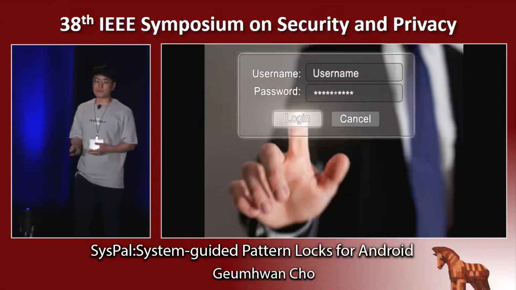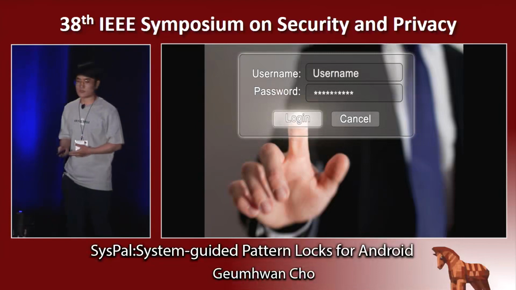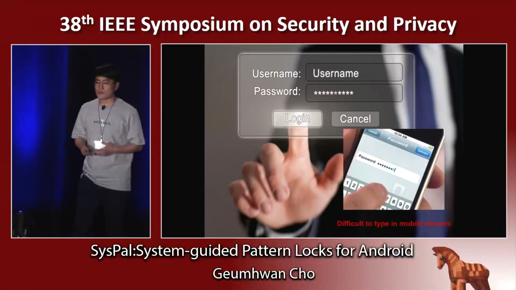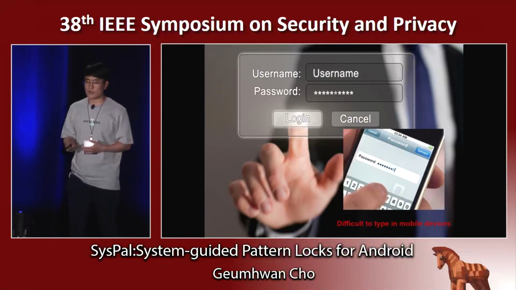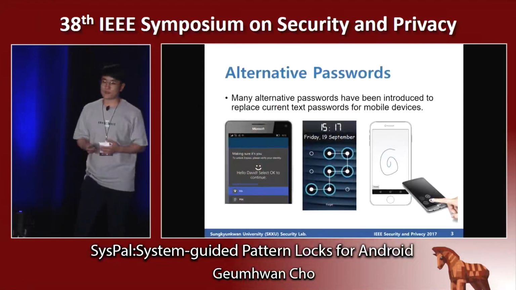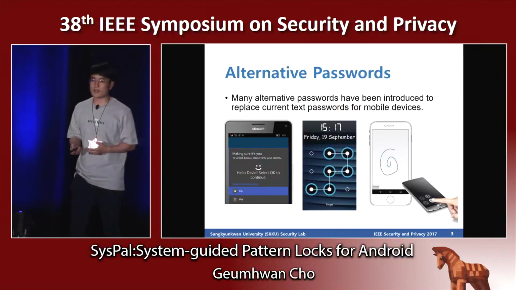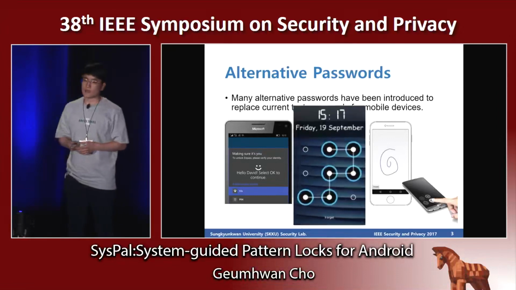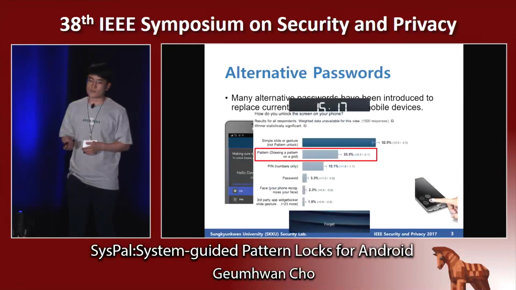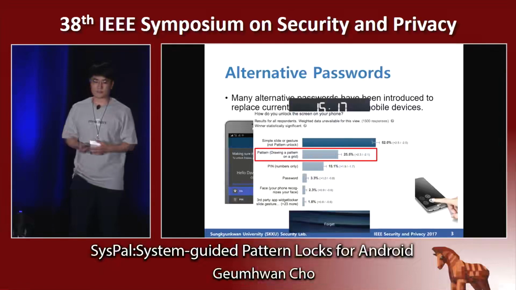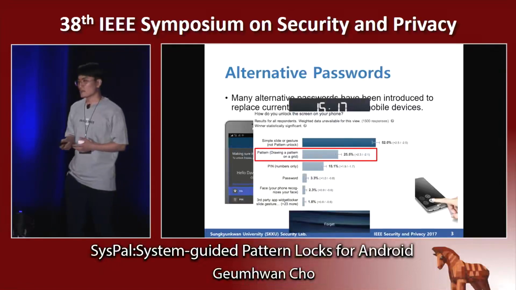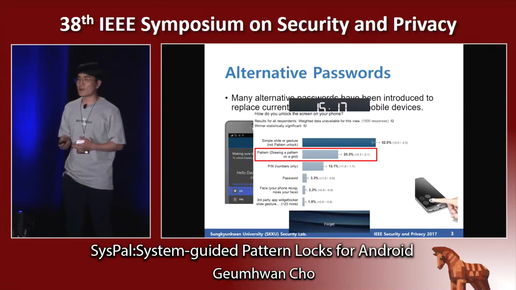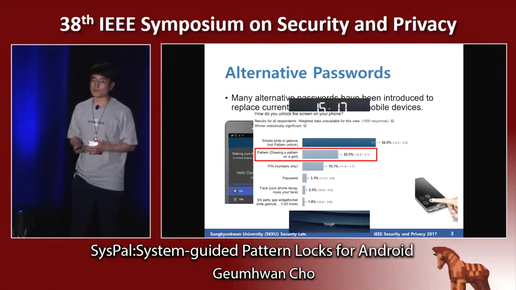Traditional text passwords are used for many applications. However, text passwords are difficult to type on mobile devices. So many alternative passwords have been introduced to replace current text passwords for mobile devices. Among them, the Android pattern lock is most popularly used to lock devices. However, it is questionable whether the Android pattern lock is a good option to replace current text passwords in terms of security.